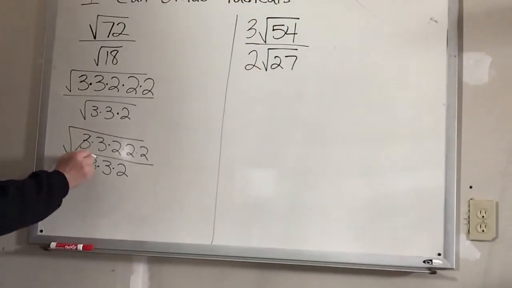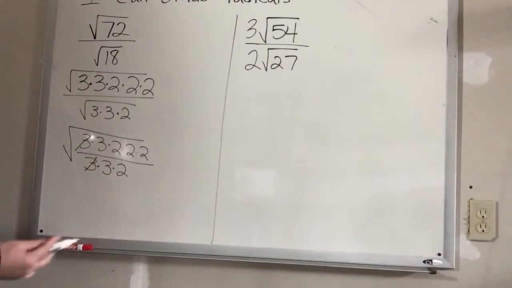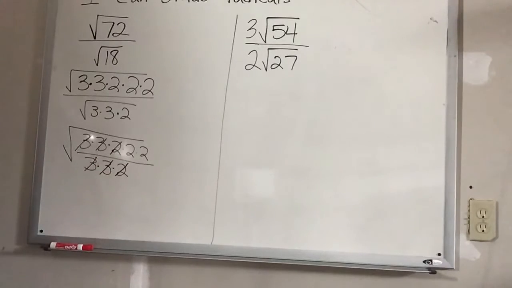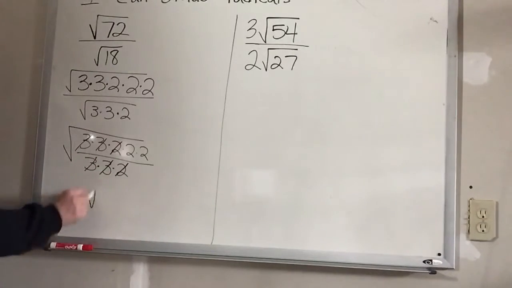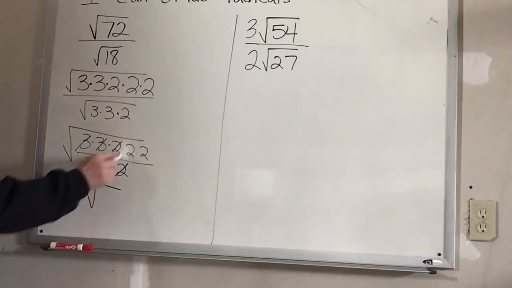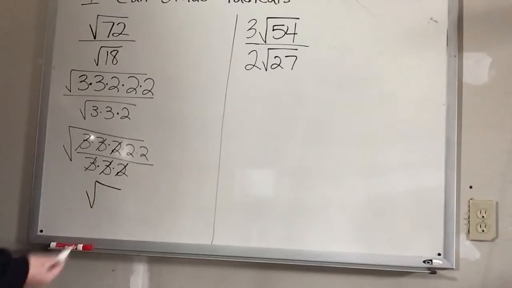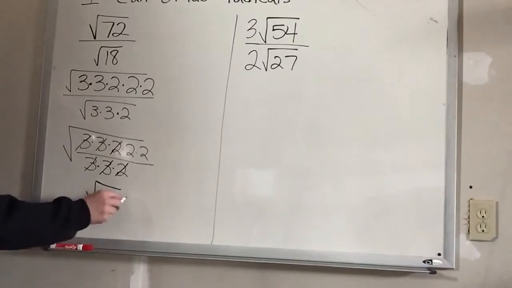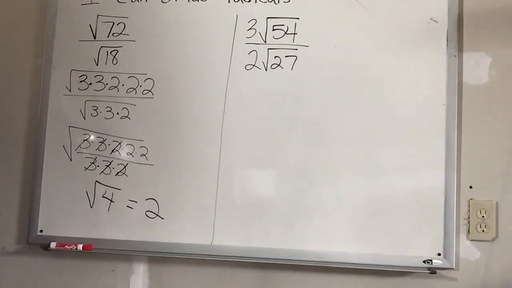Okay, so now this pair of 3's simplifies to a 1. This pair of 3's simplifies to a 1. A pair of 2's simplifies to a 1. So I'm left with the square root of 2 times 2 over 1. 2 times 2 over 1 is 4 over 1, and the square root of 4 is equal to 2.